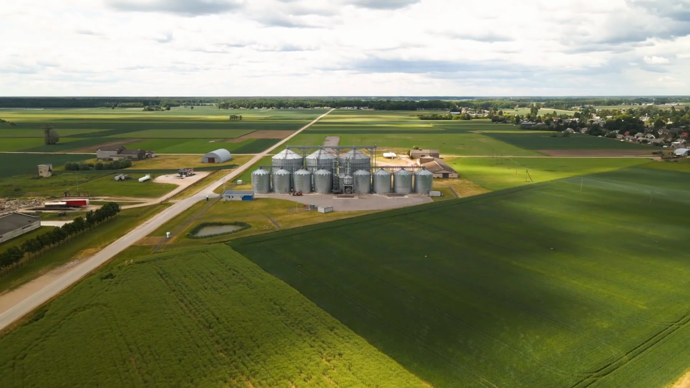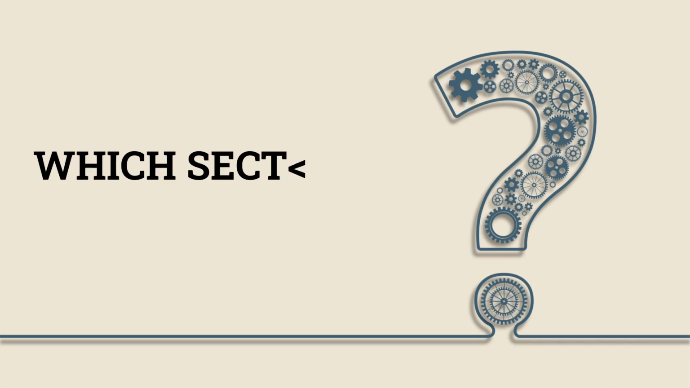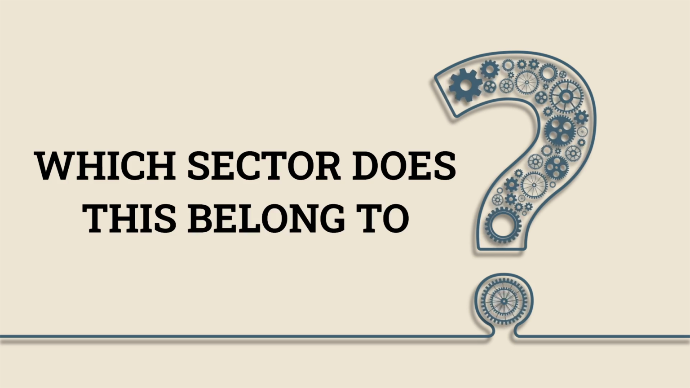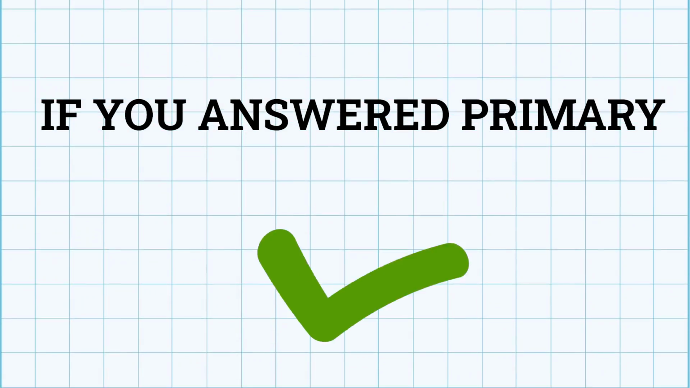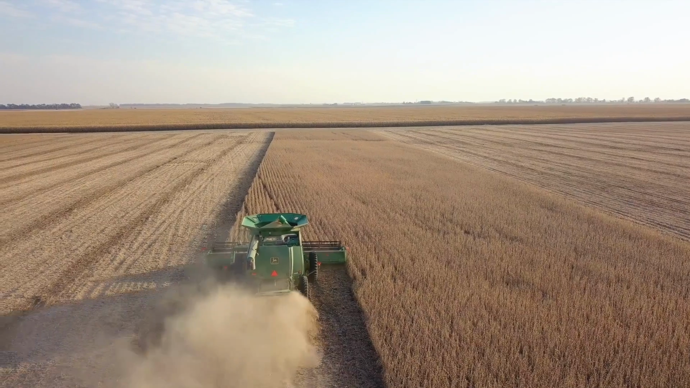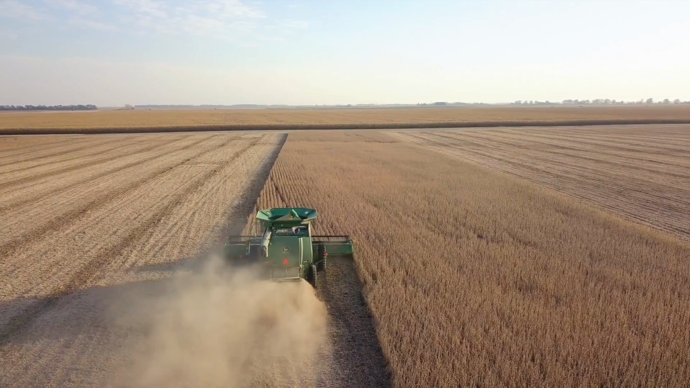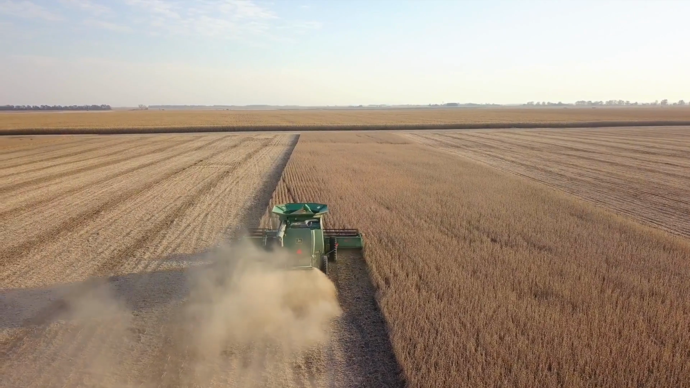Number 3. A farmer grows wheat and sells it to a grain company. Which sector does this belong to? If you answered primary, that's correct. Farming involves harvesting natural resources, making it part of the primary sector.